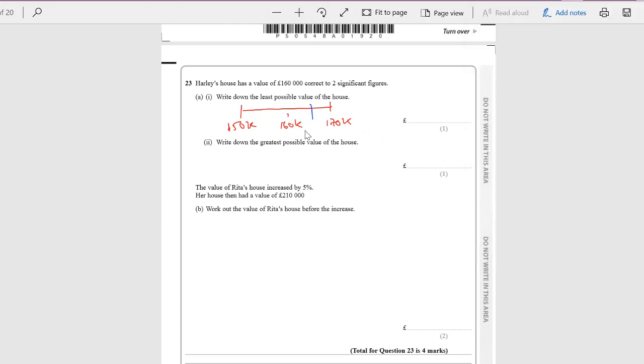So can have 165k, 155k. So write down, so the least possible value would be 155k. I mean here k represents 1,000, so just be conscious of that. And write down the greatest possible value of the house. Well, it could be 165. I'll actually write it out properly here. We'll do the same for this. You don't want the examiner thinking, why did you put K?